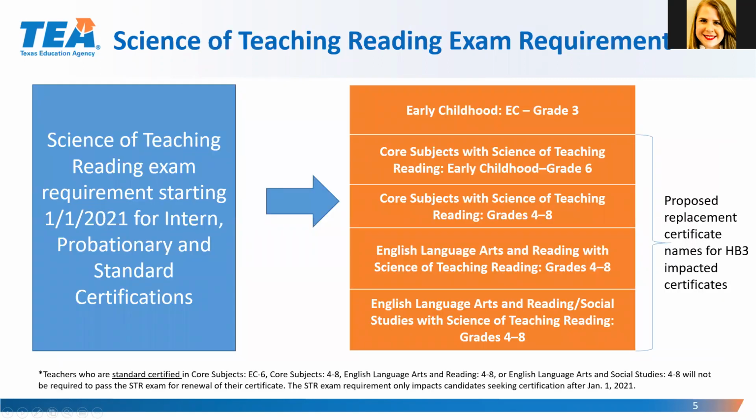The Science of Teaching Reading exam will be required for the issuance of 5 certificate fields: early childhood, EC through grade 3, core subjects with the Science of Teaching Reading, early childhood through grade 6, core subjects with the Science of Teaching Reading, grades 4 through 8, English Language Arts and Reading with the Science of Teaching Reading, grades 4 through 8, and English Language Arts and Reading and Social Studies with the Science of Teaching Reading, grades 4 through 8. The STR exam will be required for the issuance of the intern, probationary, and standard certifications beginning January 1, 2021.